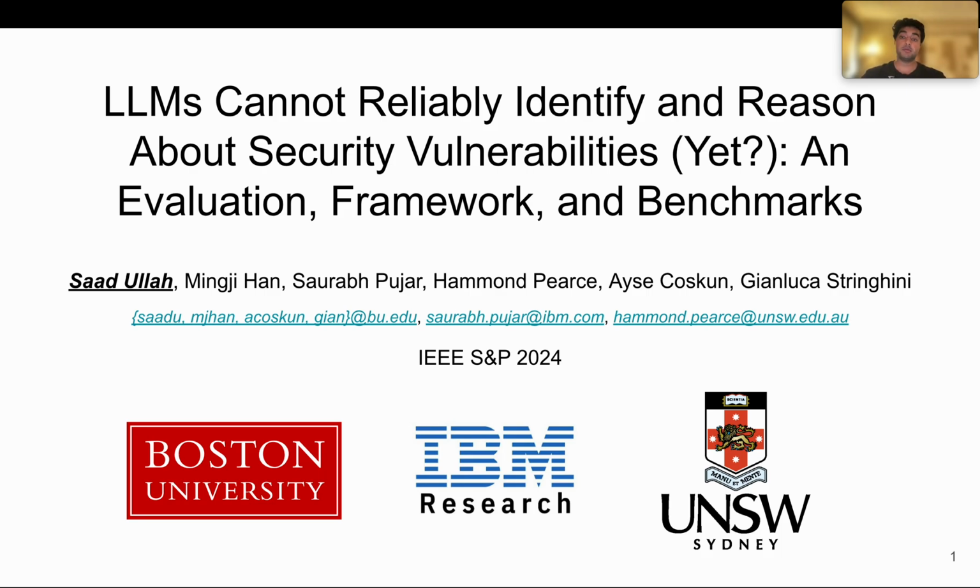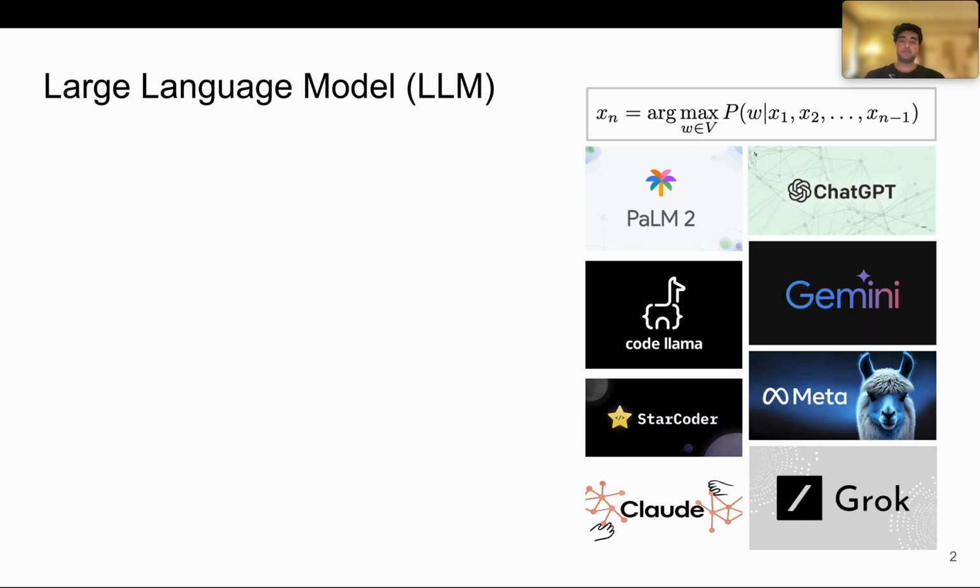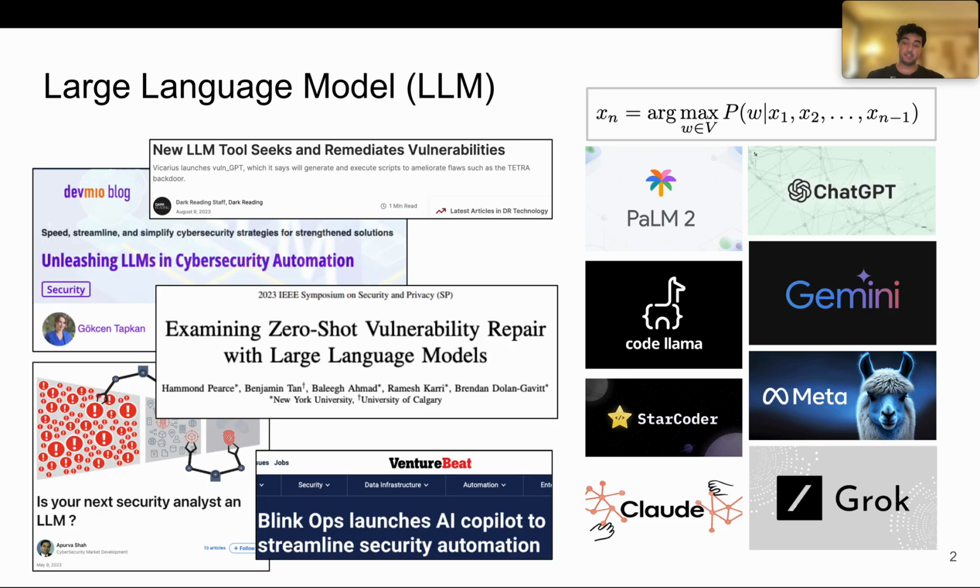And today I will be presenting our work on evaluating large language models for their capabilities of identifying and reasoning about security vulnerabilities. With the advent of large language models and their capabilities as general purpose assistants, they have become the basis of a lot of automated tools, especially in cybersecurity, where they have been unleashed in automating tasks like vulnerability analysis, vulnerability repair, or also automated software test generation.